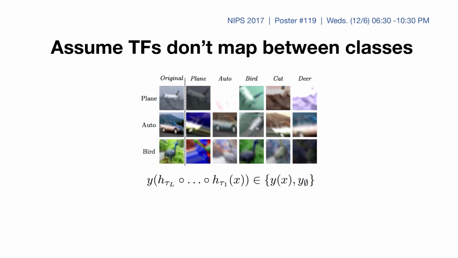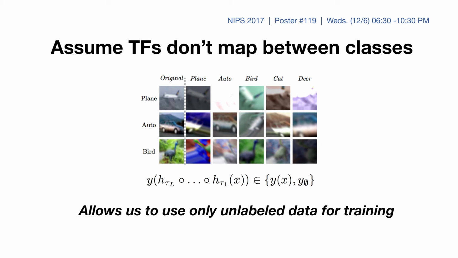To learn this sequence model, we make the key assumption that transformation functions will either preserve the class label or map the data points into a garbage class. To illustrate this assumption, we tried to randomly augment the images in the left column to make them look like the other classes to a pre-trained discriminator. Clearly, we weren't very successful. For example, none of the images in the cat column look like any cat that has ever existed. Crucially, this weak class invariance assumption allows us to use only unlabeled data to train our augmentation model.